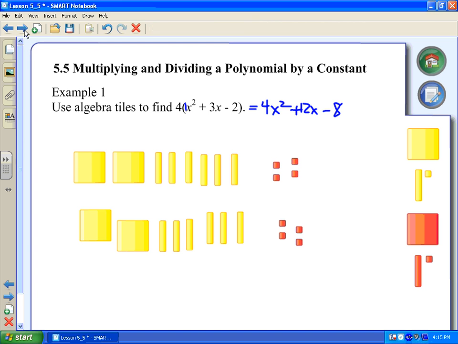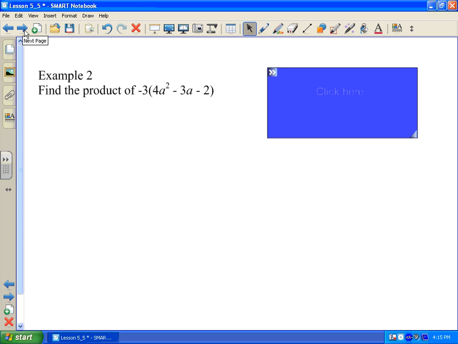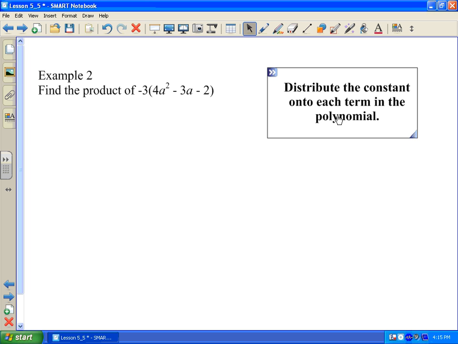Another way that we say that, if we look at a second example, is that I take that term and I distribute it onto each of the terms. So really, what I would be doing here is I'd be taking that negative 3 and multiplying it by each term in the polynomial. And sometimes we show that with arrows. Sometimes I'm going to write it this way for now. Negative 3 times the 4a squared, and then a negative 3 times a negative 3a, and then a negative 3 times a negative 2.